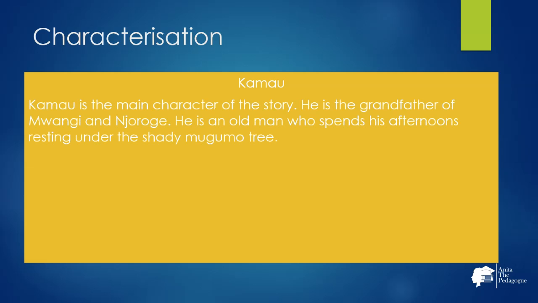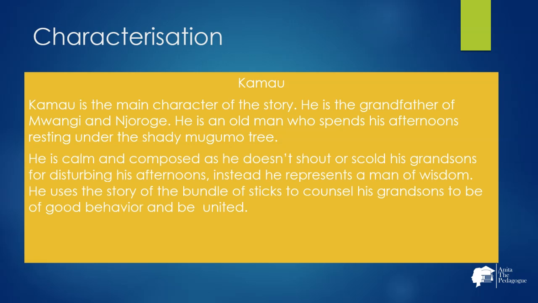Kamal is the main character of the story. He is the grandfather of Muangi and Njoroge. He is an old man who spends his afternoons resting under the shady mugomo tree. He is calm and composed as he doesn't shout or scold his grandsons for disturbing his afternoons. Instead, he represents a man of wisdom. He uses the story of the bundle of sticks to counsel his grandsons to be of good behavior and be united.